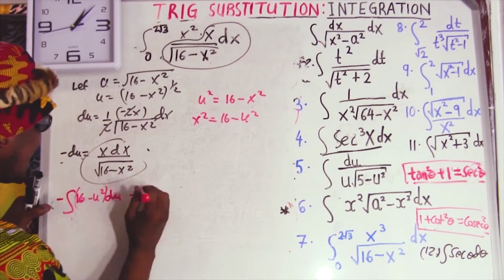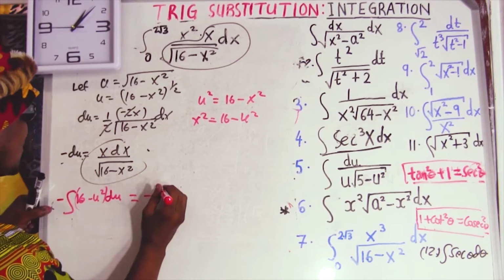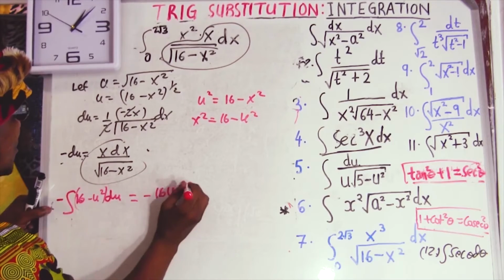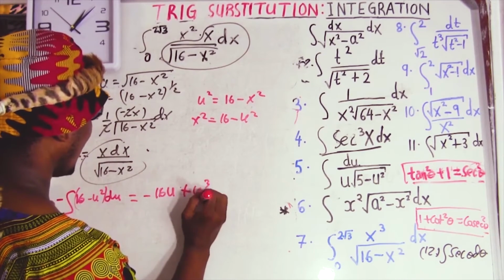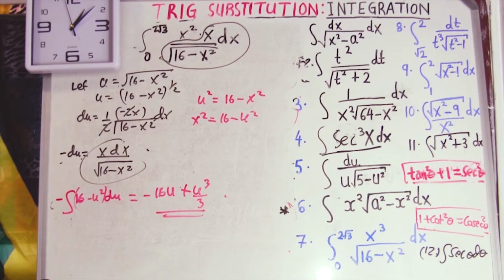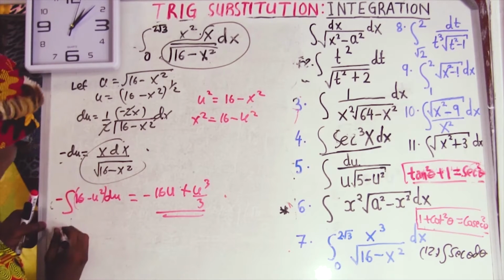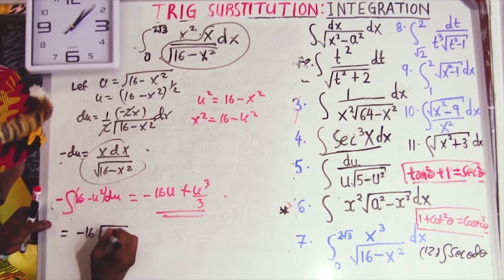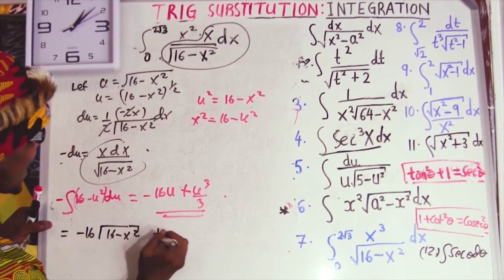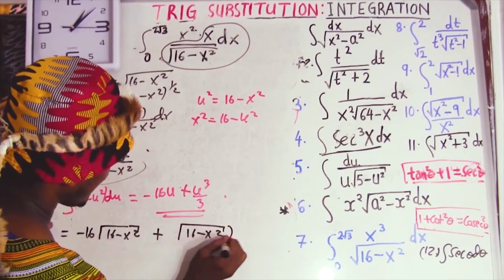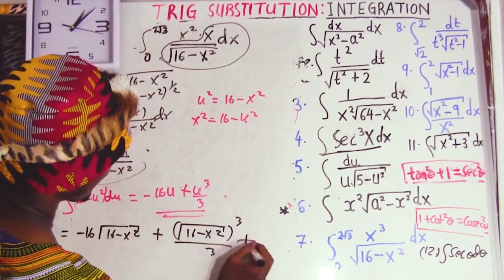Now this is the same as negative, and when you integrate this, it's going to give you negative 16u, then minus and minus is plus, u cubed over 3. Now we can replace those u's because they didn't give us the question in terms of u, but in terms of x. So finally, this is equal to negative 16 times u, where u equals the square root of 16 minus x squared, plus u cubed over 3, where u equals 16 minus x squared, to the power cube over 3, plus c.